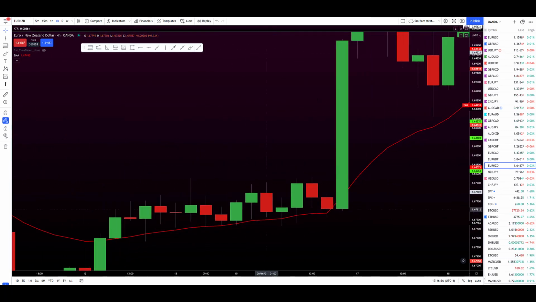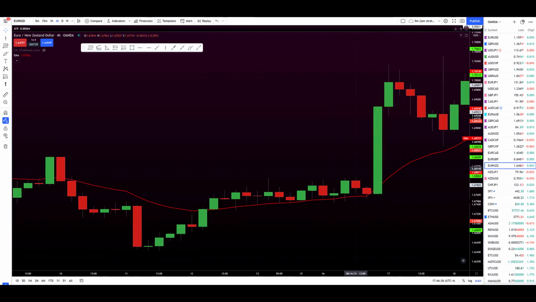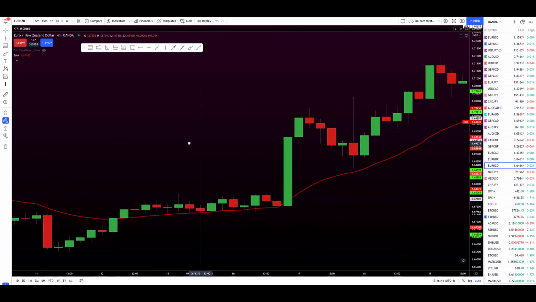The market did push up like crazy afterwards, but unfortunately we were not involved because we didn't get an entry reason. That's going to happen from time to time, guys. That's very normal to see.